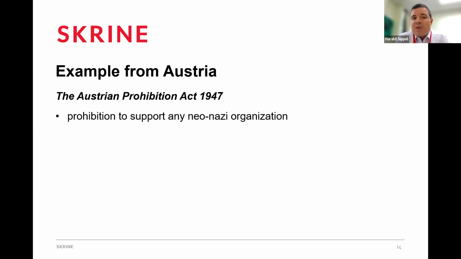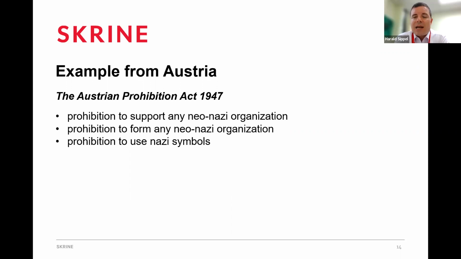You are not allowed to support any neo-Nazi organization. You are not allowed to form any neo-Nazi organization. You're not allowed to use any Nazi or neo-Nazi symbols. Now, if you're not even allowed to support an organization, then you could say clearly this is not in line with human rights, the rights to assembly. The prohibition of certain symbols is also clearly against free speech, right?